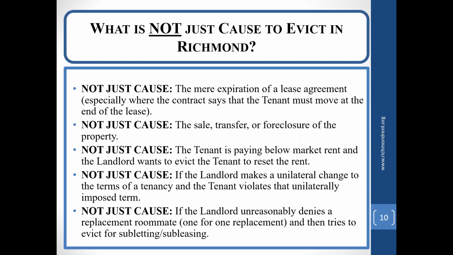The tenant paying below market rent and the landlord wanting to evict the tenant to reset the rent is not a just cause. If the landlord makes a unilateral change to the terms of the tenancy and the tenant violates that unilaterally imposed term, that is not a just cause. Finally, if the landlord reasonably denies a replacement roommate and then tries to evict for subletting, that is not considered a just cause.